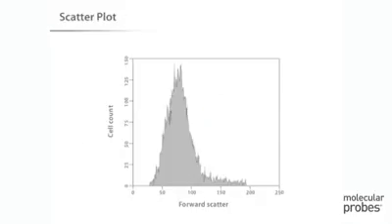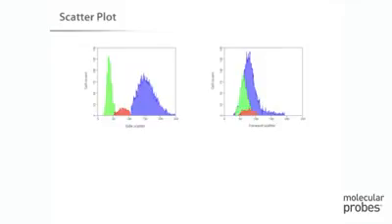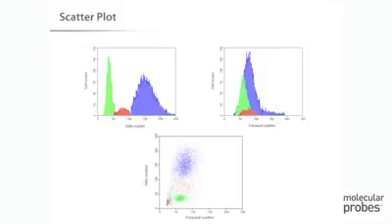The one-dimensional histograms we have seen so far do not necessarily show the complexity of the cell populations. For example, what appears to be a single population in the forward scatter histogram is, in reality, multiple populations that can only be discerned by looking at the data in a second dimension. This is done through the use of two-dimensional dot or scatter plots.